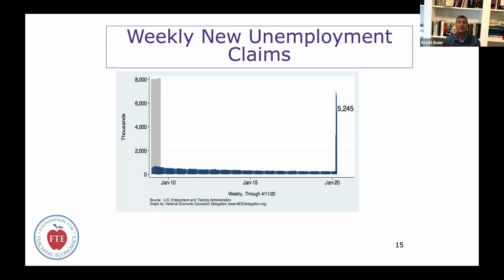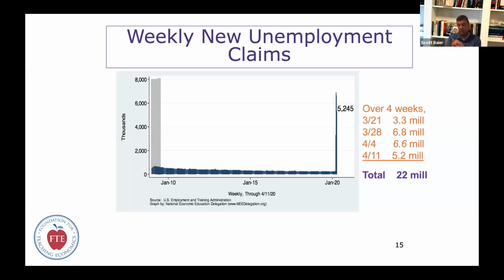Last Thursday, more than 5 million people, so this data is in thousands, more than 5 million people filed for new unemployment claims, or said that they were recently unemployed. And this is a 4-week streak now, in which in the middle of March, 3.3 million people lost their jobs and filed for unemployment. The next week, 6.8. The week after, 6.6 million. And last week, it was 5.2 million. You add those up, that's 22 million people that have lost their jobs.